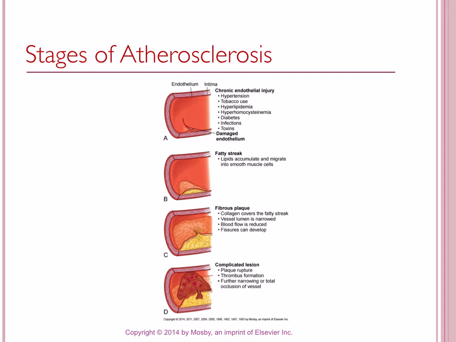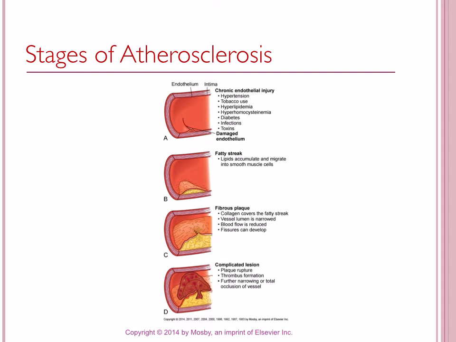Once the integrity of the artery's inner wall is compromised, platelets also start accumulating in large numbers and they will lead to a thrombus. This thrombus can attach to the wall of the artery, leading to further narrowing or total blockage of the artery. And at this stage, this plaque is known as a complicated lesion.